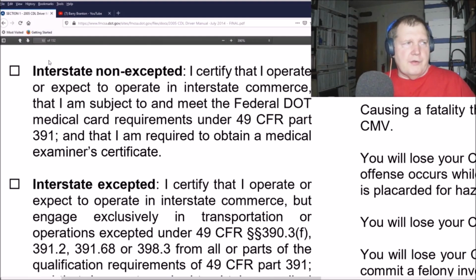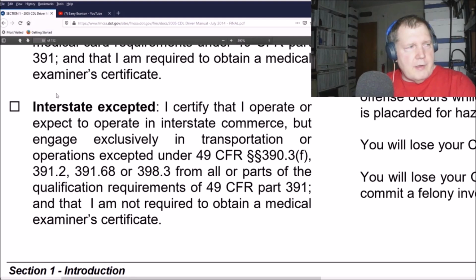So the first box is Interstate Non-Accepted. This is probably what you'll be using. I certify that I operate or expect to operate in interstate commerce, that I am subject to and meet federal DOT medical card requirements under 49 CFR Part 391, and that I am required to obtain a medical examiner's certificate. That's that one.